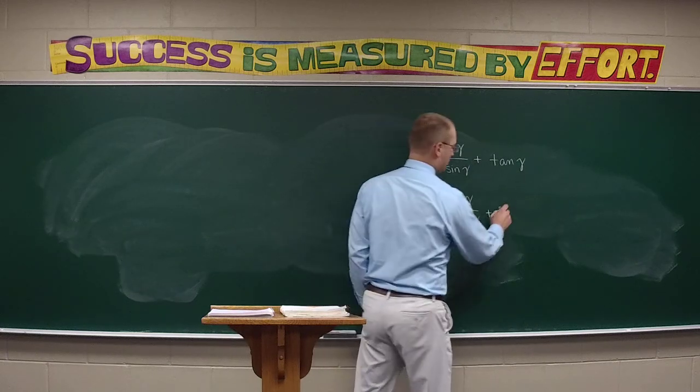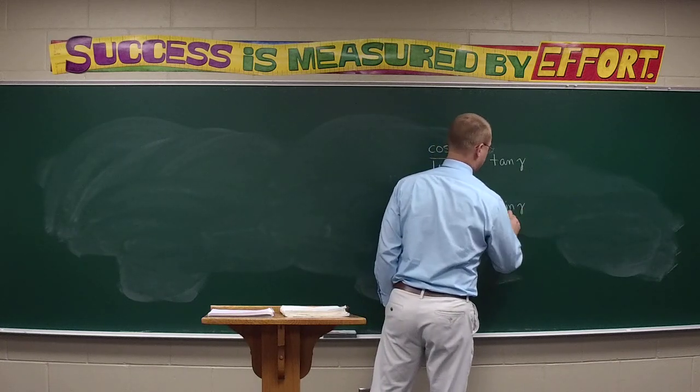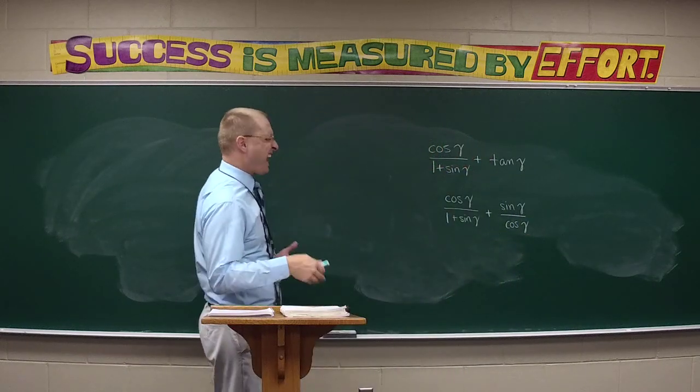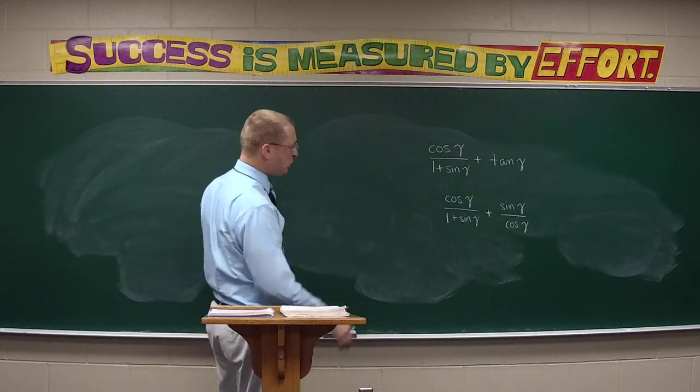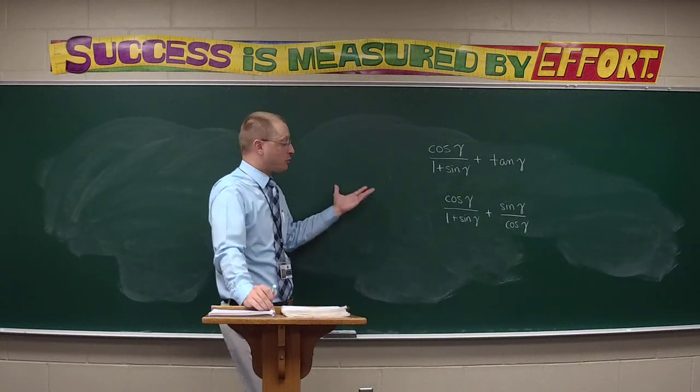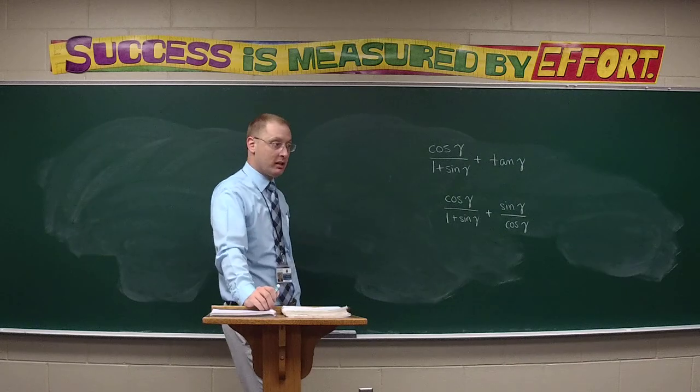Sine gamma over cosine gamma. And kind of like last time, right? I've got these 2 fractions, and gee, I'd love to add them together. But in order to add them together, of course, class, you have to have a common denominator.